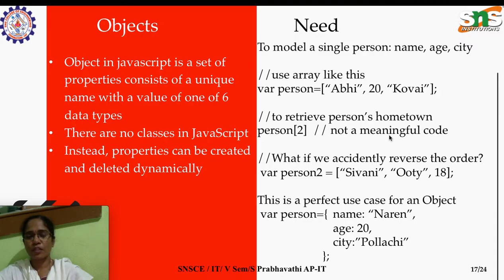Okay, so the thing is that to retrieve the person's hometown, hometown is this one, located at index location 0, 1, 2. As in other programming languages, in JavaScript also the index starts from 0: 0, 1, 2. So person[2] will retrieve the person's hometown. If we change the order and retrieve person[2], in the example given, we won't get the city; instead we will get some other value, such as an age.